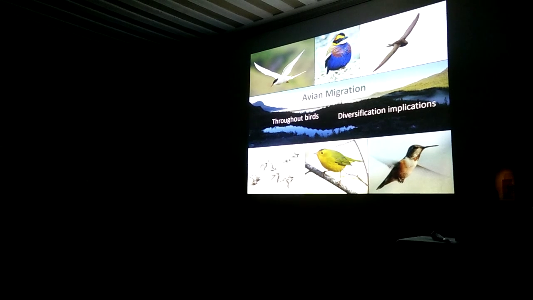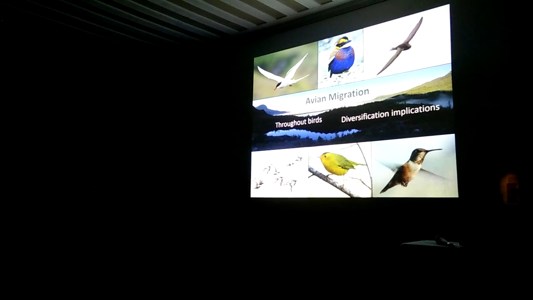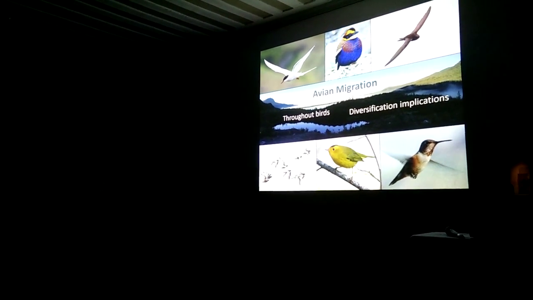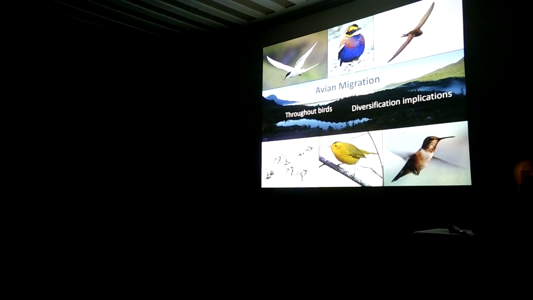Migration occurs throughout the avian tree of life. About half of all bird species exhibit some form of migration. So that's thousands of species of birds that migrate, and because of the mobility implied by migration in birds, there are also some important diversification implications.